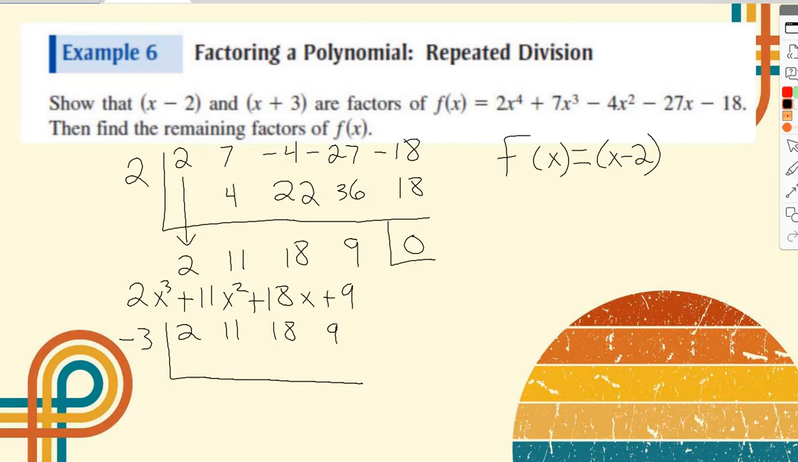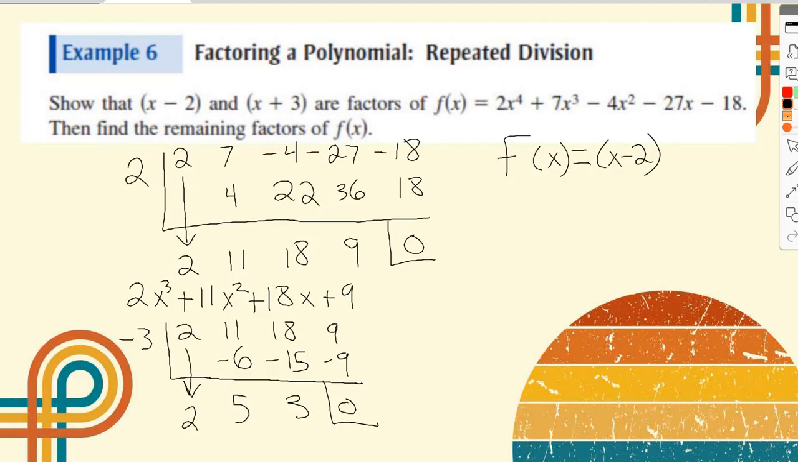So what should we have gotten as a remainder again? 0. So what's my first step always? Bring down the 2. So negative 3 times 2 is negative 6, plus 11 is 5. Times negative 3 is negative 15, plus 18 is 3. Negative 3 times 3 is negative 9. So we do indeed get 0.